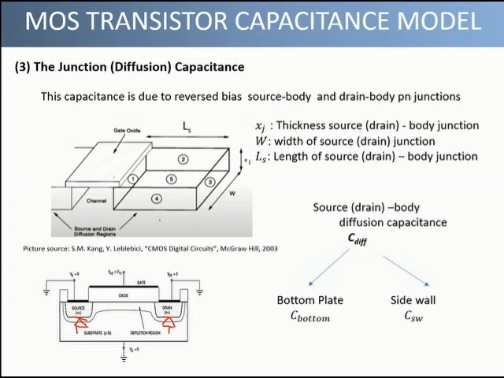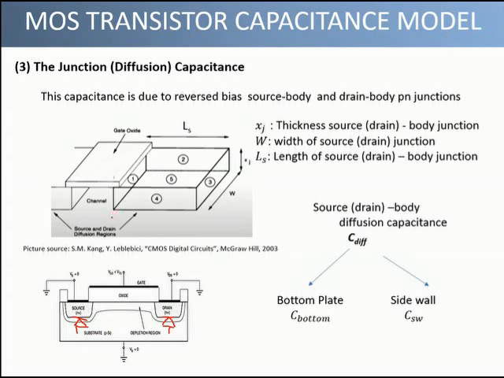Now if we look at the NMOS transistor in 3D, we see that source and drain diffusion regions are made in the form of a cubical structure whose length is equal to Ls and width is W, where W denotes the width of the transistor, and Xj is the depth of the diffusion region. And there are two parts of this p-n junction.